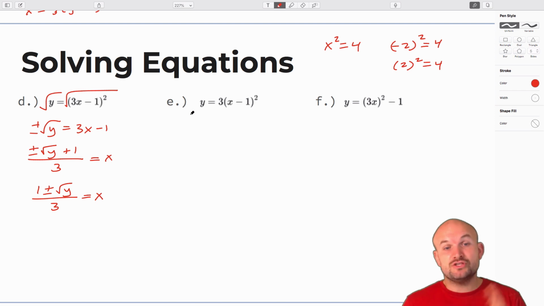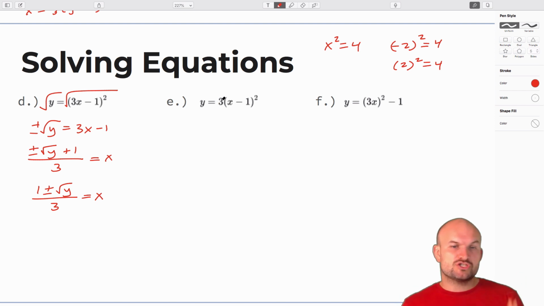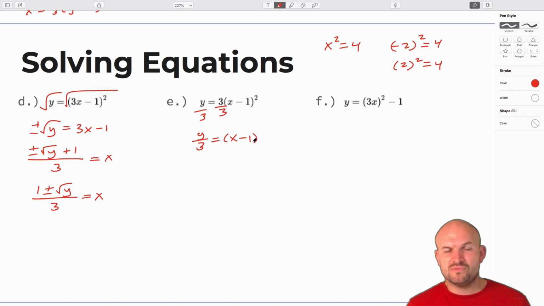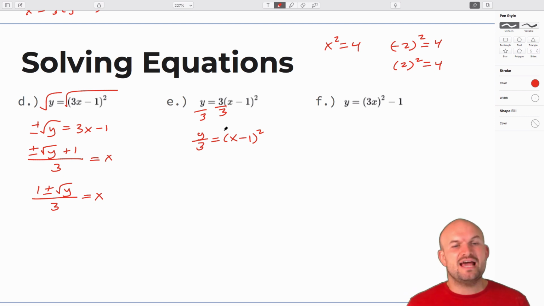Over here, since our two terms are separated by multiplication, it doesn't matter if you take the square root of both sides or if you divide by 3 first. However, I would say that in this case, I can't take the square root of 3, so why don't I just get rid of it? Typically the way that I teach in my class is, the easiest thing to do in most cases is just to isolate whatever is being squared. So you have x minus 1 being squared. Just get rid of anything that's on that side and then go ahead and take the square root.